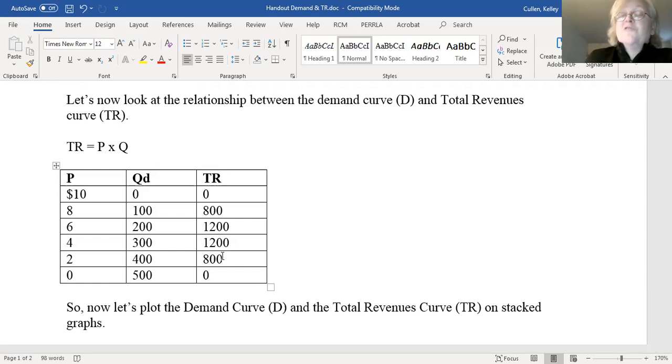Notice if we were to drop down to $2, we could sell 400 burgers. So lowering the price obviously still increases my quantity, but it doesn't bring in more money because 2 times 400 is 800. So I often hear people say, well, you know, if they lowered the price, they could sell more. Well, yeah, they could, but it may not be a good decision.